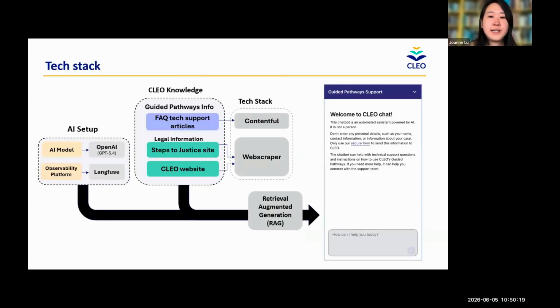So in terms of the overall tech stack, this is just a snapshot of what it looks like today. With our AI setup, we've experimented with several models of ChatGPT from OpenAI. Right now it's using 5.4. We test it mostly on 4.1. We have all of the chat logs saved in Langfuse, which is an observability platform that lets us monitor the chat logs and lets us see everything in real time as it's happening with the users. The CLEO knowledge base is sourced from these two databases I mentioned on the previous slide, and we mostly use a web scraper as well as Contentful to populate its knowledge.